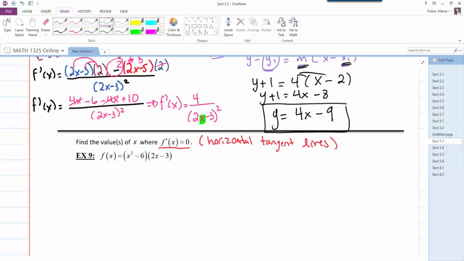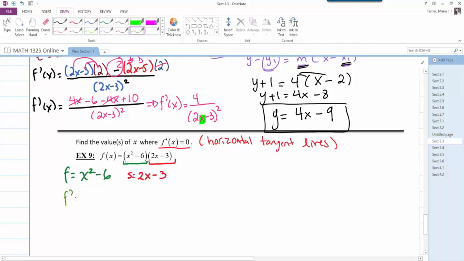Well, we notice here that this is a product, so we want to use the product rule. My first is equal to x squared minus 6, and my second is going to be equal to 2x minus 3. The derivative of my first, f prime, is going to be, well, the derivative of x squared is 2x. The derivative of negative 6 is 0, and I don't need to write that. And the derivative of my second, s prime, well, the derivative of 2x is 2. The derivative of negative 3 is 0, so I don't need to write that.